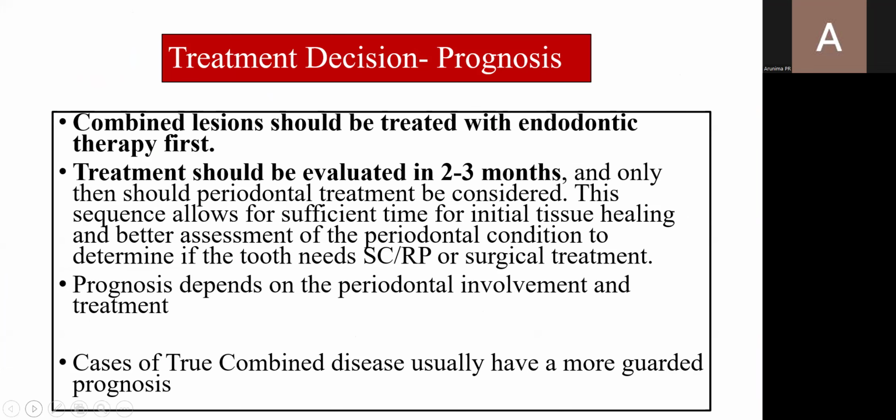The combined lesion should be treated with endodontic therapy first. That should be a golden rule. And treatment should be evaluated in 2 to 3 months. That means once the endo treatment is completed, you can give a break period of 2 to 3 months to evaluate the condition. And this sequence allows for sufficient time for initial tissue healing and better assessment of the periodontal condition to determine if the tooth needs a scaling, root planing, or a surgical treatment.